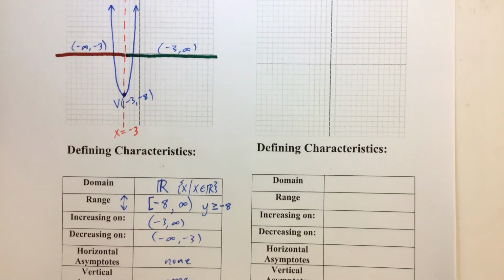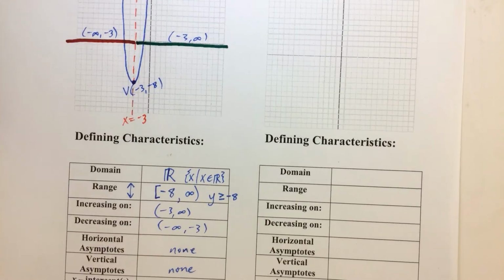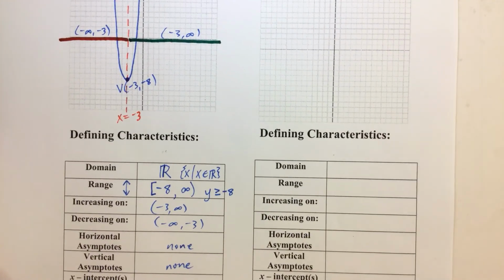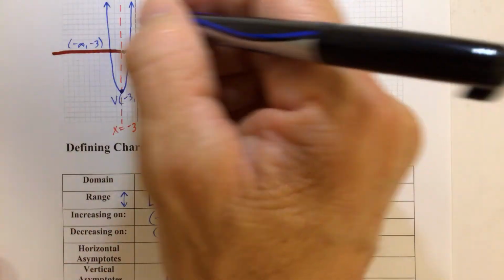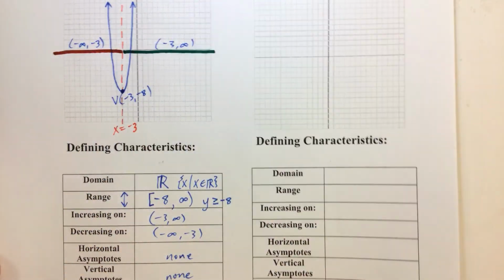It's not 1-to-1 because the horizontal line would hit the graph at more than one point, which means that for one y value, there are two x values on some of these values. So if we draw a horizontal line, we can see, one y value, then we hit two values of x. So it's not 1-to-1.